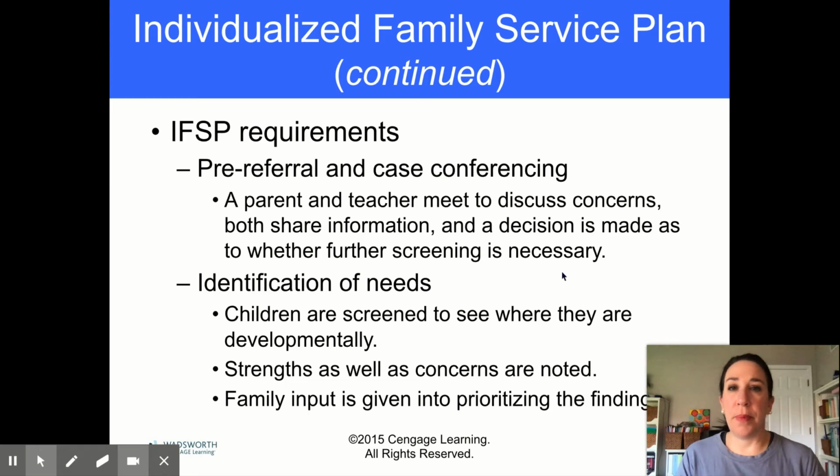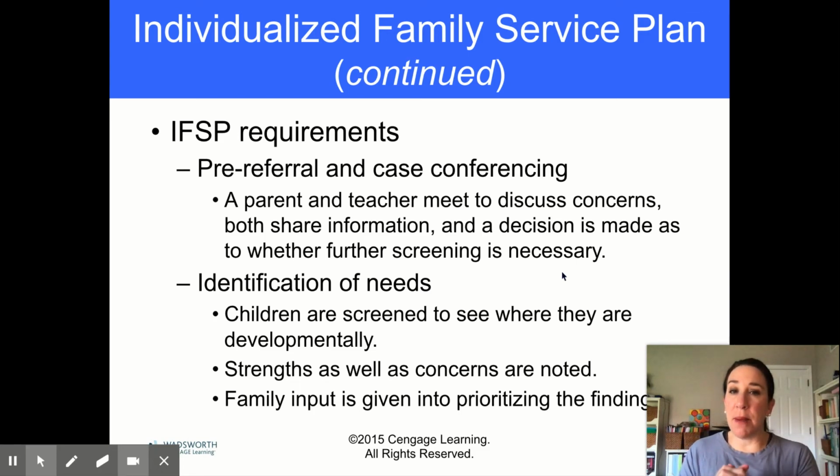Parent and teacher meet to discuss concerns, both share information, and a decision is made whether further screening is necessary. That might be your part, right? You might be at the pre-referral stage. You might be sitting down with the parent and saying, I think this child needs extra help, and here's how you can get it, and here's why I think you should do it.